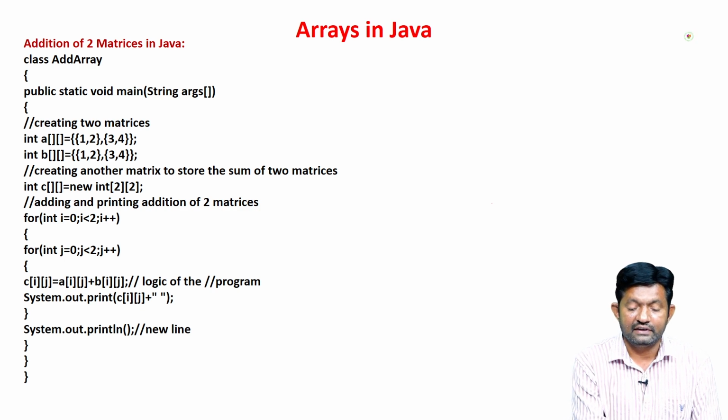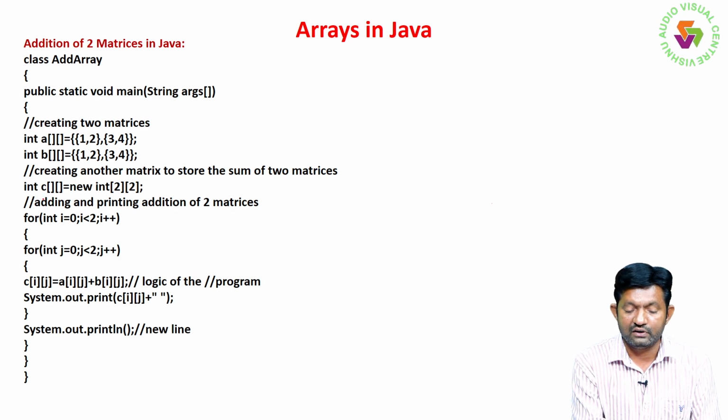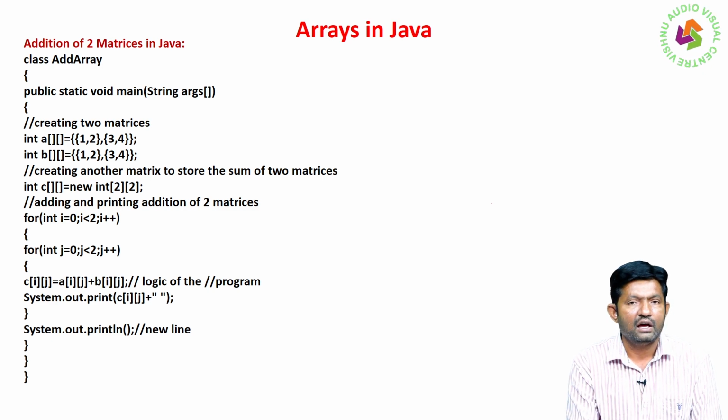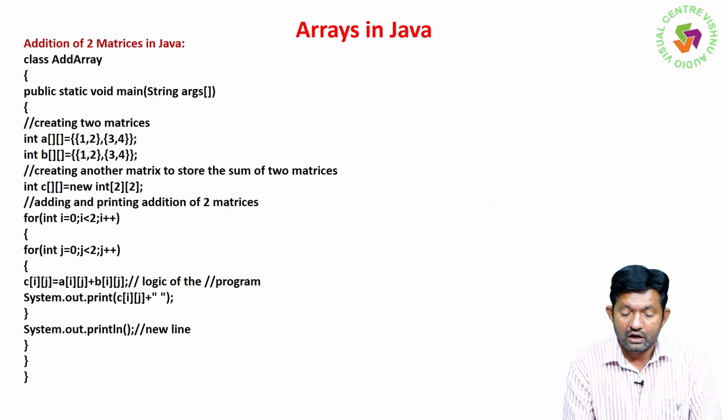int A, the data type is integer, A matrix is equal to 1 2 3 4 and B matrix is equal to 1 2 3 4. Creating another matrix to store the sum of two matrices. We don't know the output of the resultant matrix, so for that purpose we are using one more variable: int C is equal to new int of 2 by 2, because A matrix size is 2 by 2, B matrix size is 2 by 2. Finally, the resultant matrix is also of size 2 by 2.